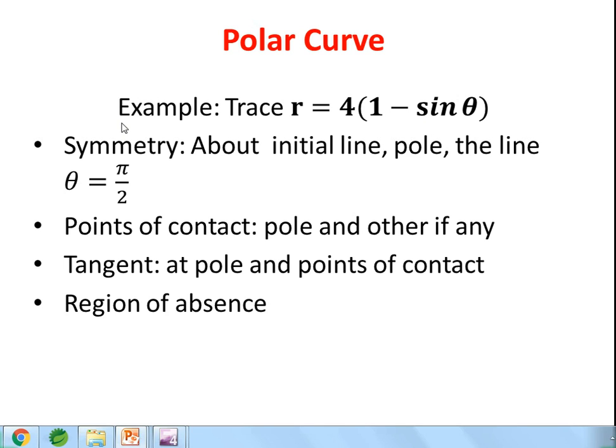Symmetry is the first point that we are going to discuss. Whenever we are talking about symmetry, there are 3 points which we are going to discuss: symmetry about the initial line, that is the x-axis, symmetry about the pole, that is the origin, and symmetry about the line θ = π/2, that is the y-axis. The other thing is we are going to decide the point of contact: first the pole and other points if there are any. And at whatever point of contact we get, we are going to find the tangents.